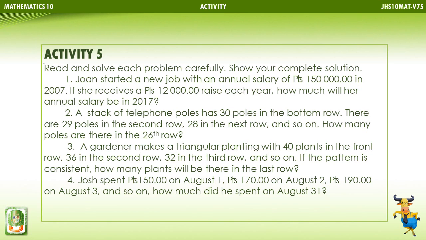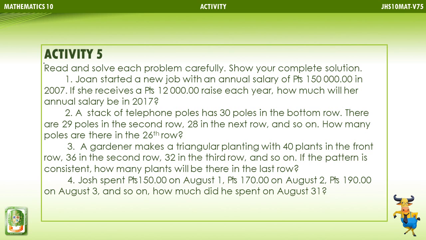Activity 5. Read and solve each problem carefully. Show your complete solution. 1. Joan started a new job with an annual salary of 150,000 pesos in 2007. If she receives a 12,000 pesos raise each year, how much will her annual salary be in 2017? 2. A stack of telephone poles has 30 poles in the bottom row. There are 29 poles in the second row, 28 in the next row, and so on. How many poles are there in the 26th row?